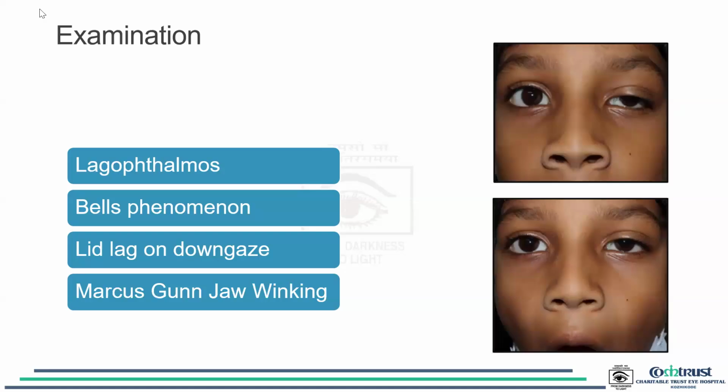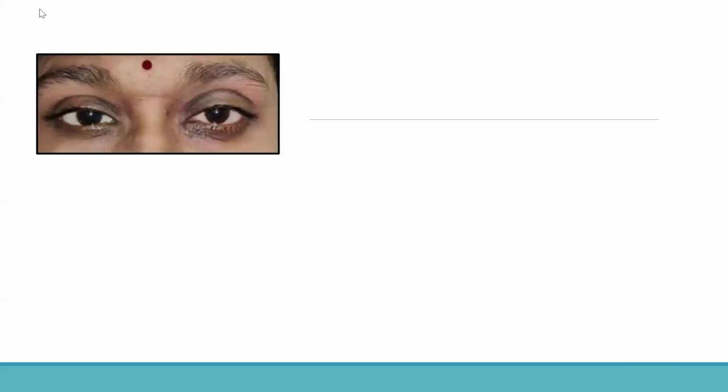And also Marcus Gunn jaw winking is tested by asking the patient to move the jaw from side to side or by simply eliciting chewing, which will cause a difference in the lid height in the ptotic eye.